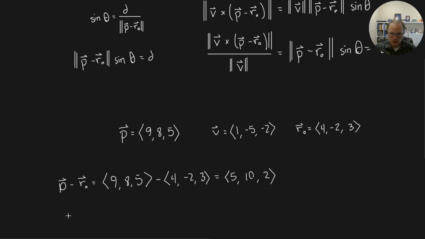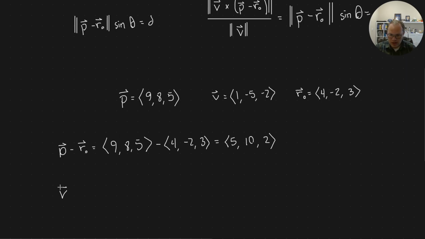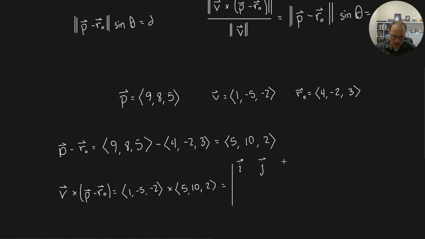Okay, so v cross p minus r naught. Vector v is 1, -5, -2, cross with p minus r naught, that's 5, 10, 2. Use the determinant as a mnemonic device to help you take that cross product. So first vector first, 1, -5, -2. And second vector second, 5, 10, 2.